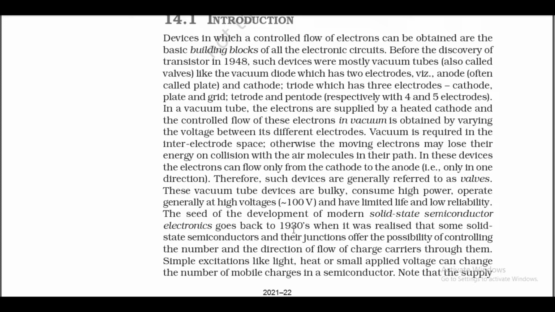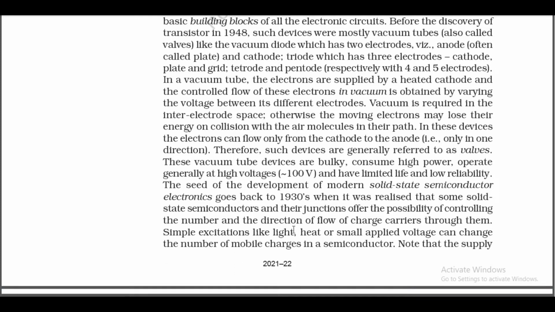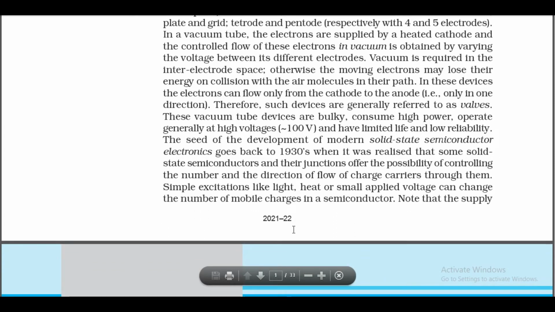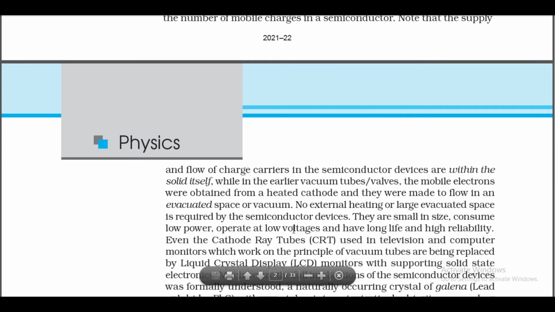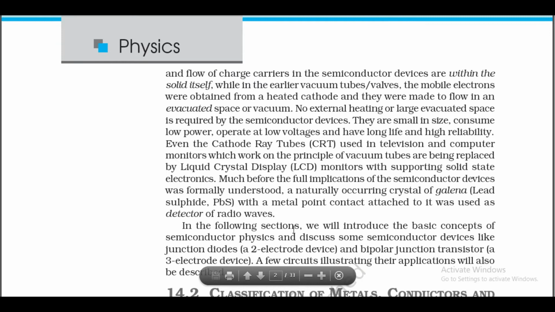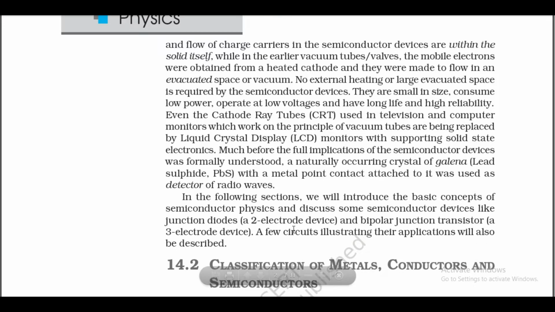The seed of the development of modern solid-state semiconductor electronics goes back to the 1930s, when it was realised that some solid-state semiconductors and their junctions offer the possibility of controlling the number and the direction of flow of charge carriers through them. Simple excitations like light, heat or small applied voltage can change the number of mobile charges in a semiconductor. Note that the supply and flow of charge carriers in the semiconductor devices are within the solid itself.